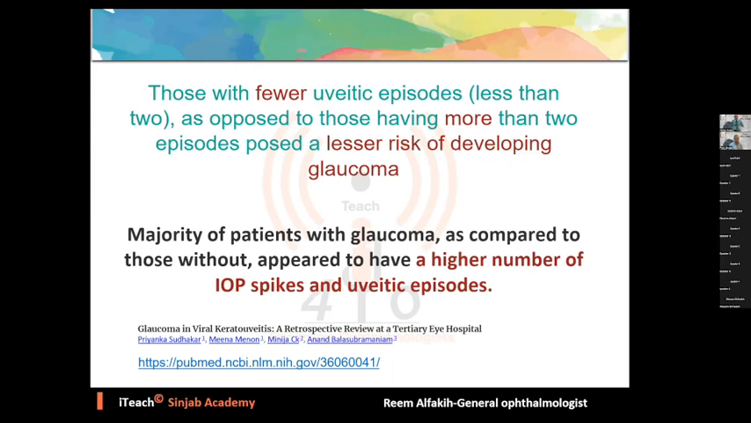They have found too that those patients with fewer uveitic episodes, with less than 2 episodes, as in comparison to those who had more than 2 episodes, had a lesser risk of developing glaucoma. When studying patients who already had glaucoma as compared to those patients who did not develop glaucoma, they have found that patients who had a higher number of IOP spikes and uveitic episodes, those are the patients who developed glaucoma.